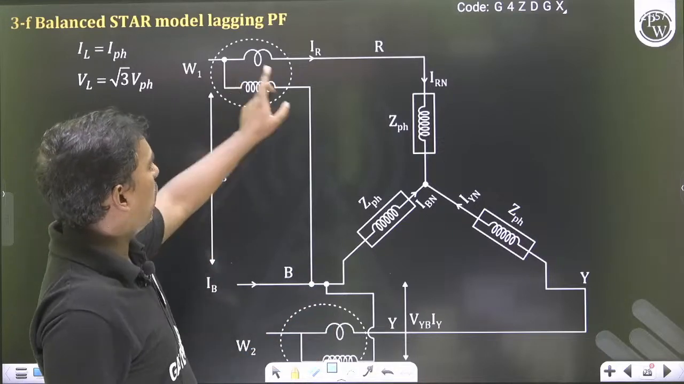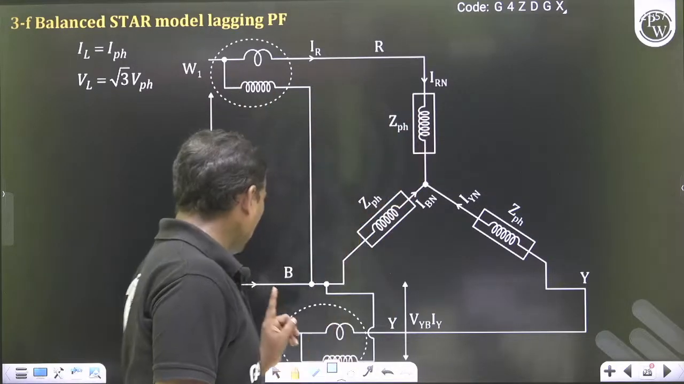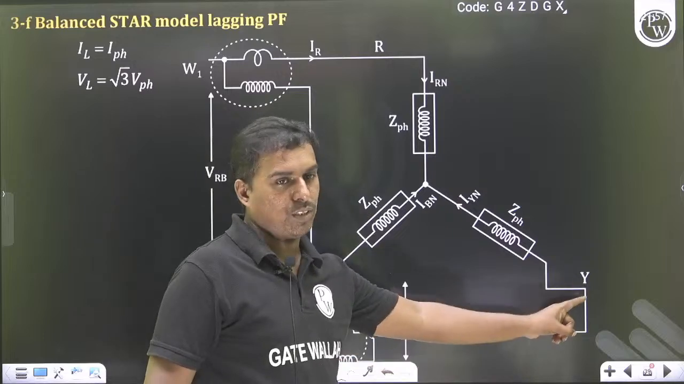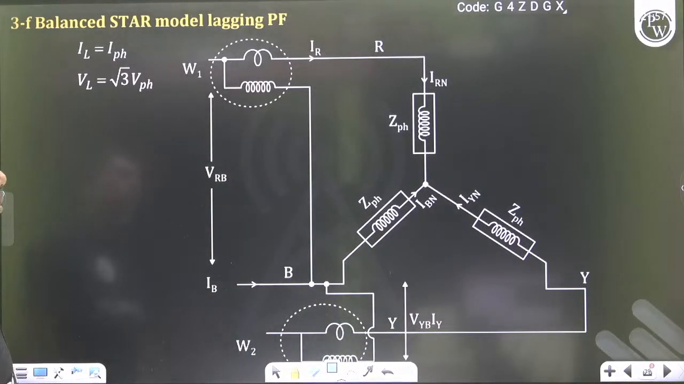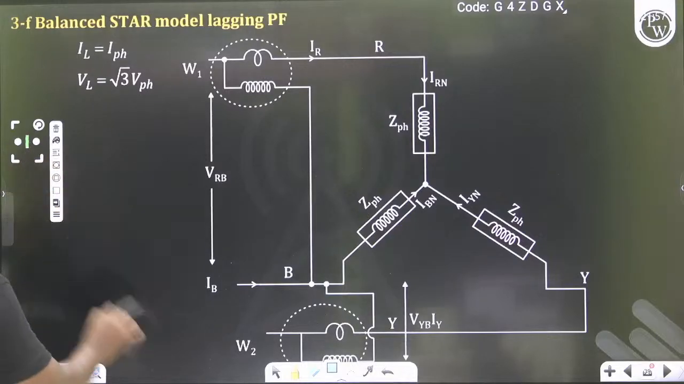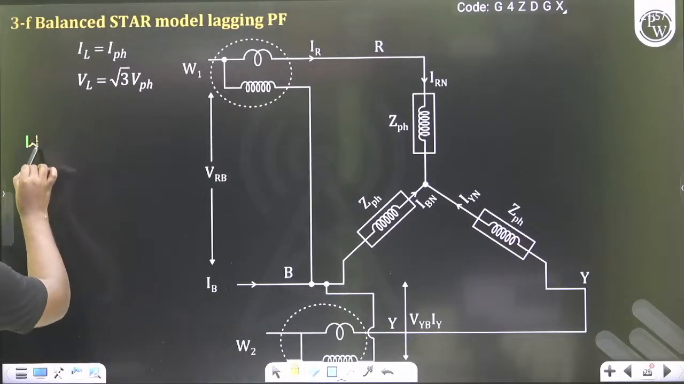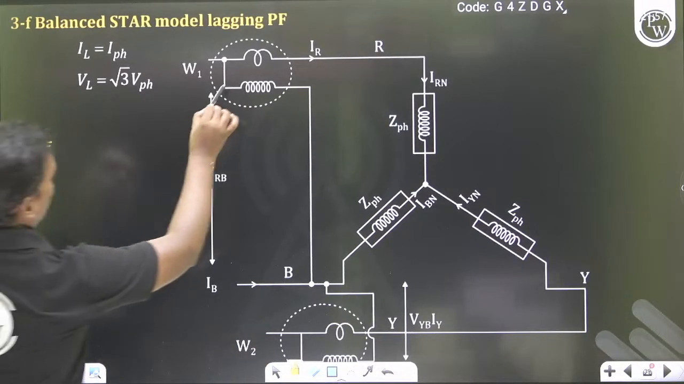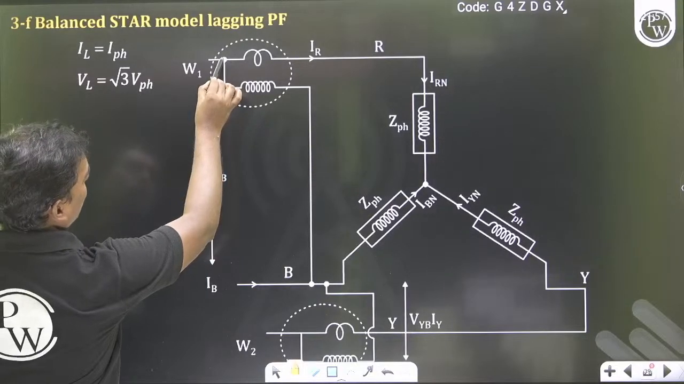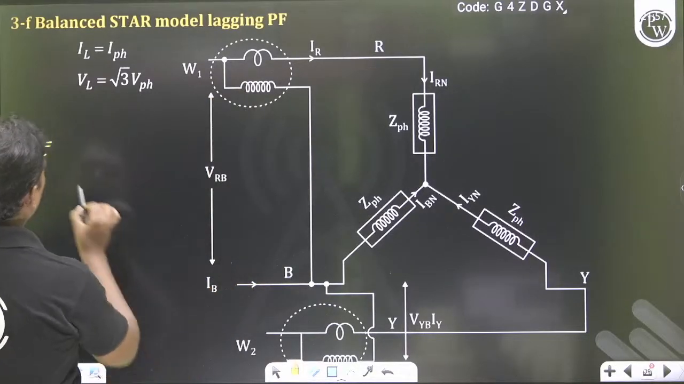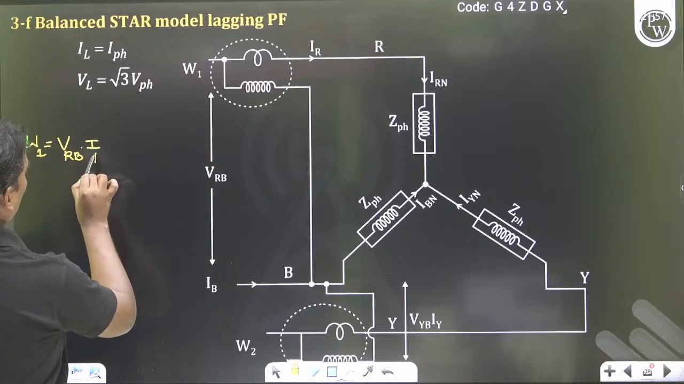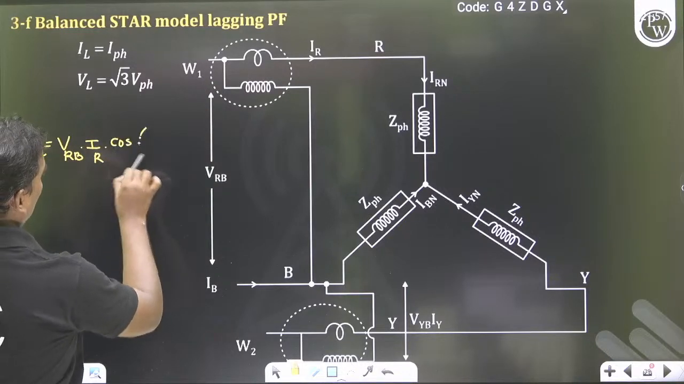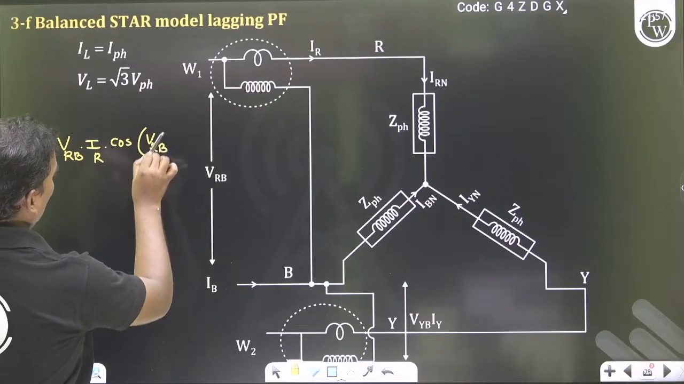Wattmeter 1 का current coil is connected to this R phase and wattmeter 2 का current coil is connected to the Y phase. Okay. So अभी हमको readings चाहिए. So W1 का रीडिंग क्या होगा? So first the potential coil is connected between this R phase and this B phase. So VRB and this is IR and the cos of angle, that is VRB versus IR.